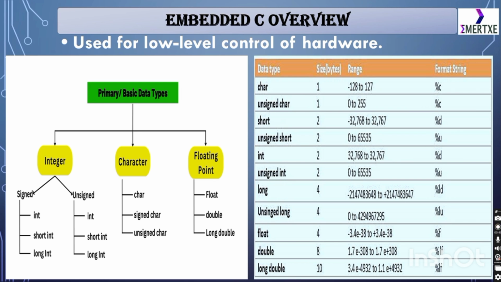Now we can see embedded C overview. Embedded C is used for low level control of hardware. There are three categories of data types: integer, character, and floating point. In integer, we have signed and unsigned int, short, and long. Character has char, signed char, and unsigned char. Floating point has float, double, and long double.